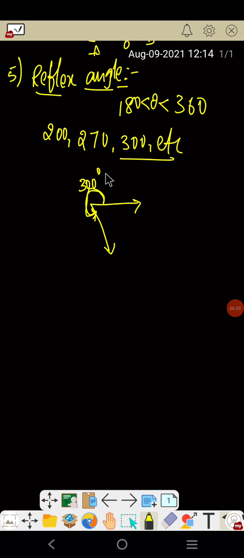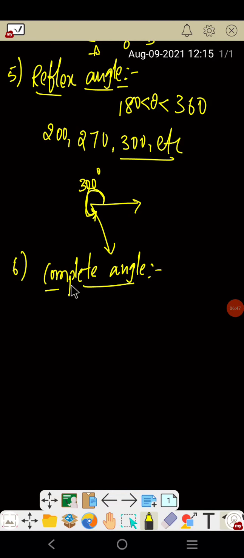Is it clear? And the next one, the sixth one, is the complete angle. A complete angle represents an angle whose value is exactly 360 degrees. Theta is equal to exactly 360 degrees, then it is called a complete angle.